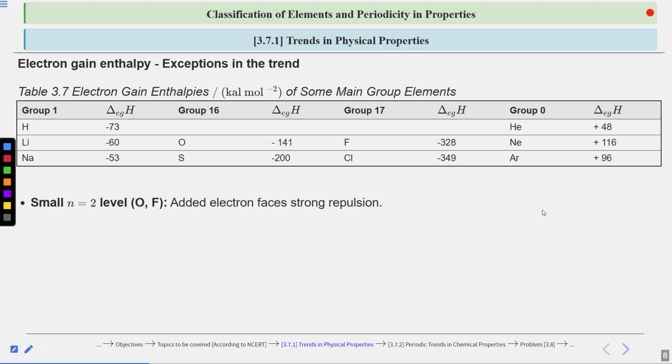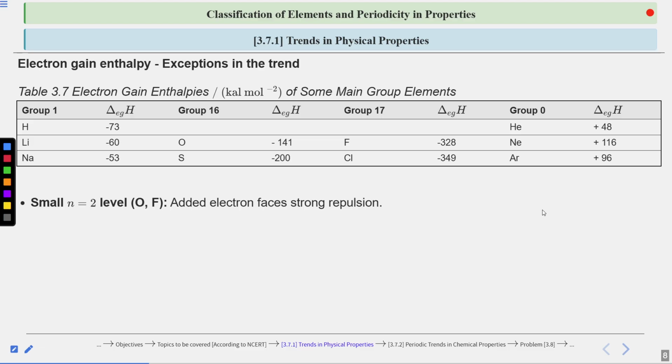Now if you move on to the further down elements, the other chalcogens or the other halogens like bromine and iodine, you would see that from chlorine to bromine the electron gain enthalpy will follow the normal trend. That means it will become lesser negative. But in the case of oxygen and fluorine, they have a very small size. I am again telling you, oxygen and fluorine have a very small size. Now in that small area, if you add an electron, it will experience a very strong repulsion. Due to this, you are getting a lesser negative value. Got it?